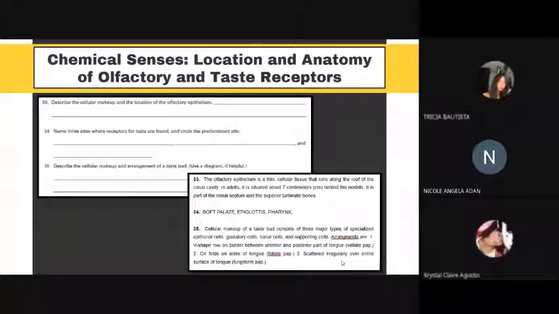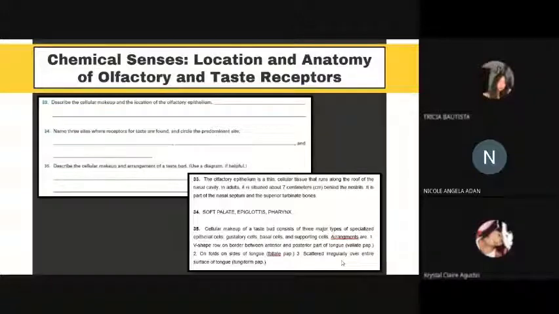For chemical senses, number 33, describe the cellular makeup and the location of the olfactory epithelium. The olfactory epithelium is a thin, cellular tissue that runs along the roof of the nasal cavity. In adults, it is situated about 7 centimeters behind the nostrils. It is part of the nasal septum and the superior turbinate bones.